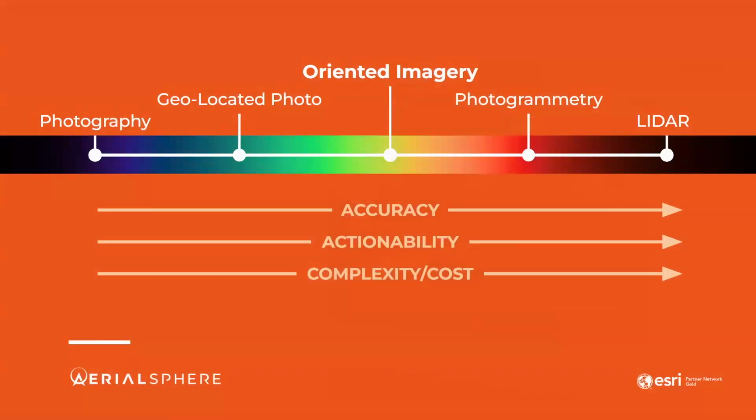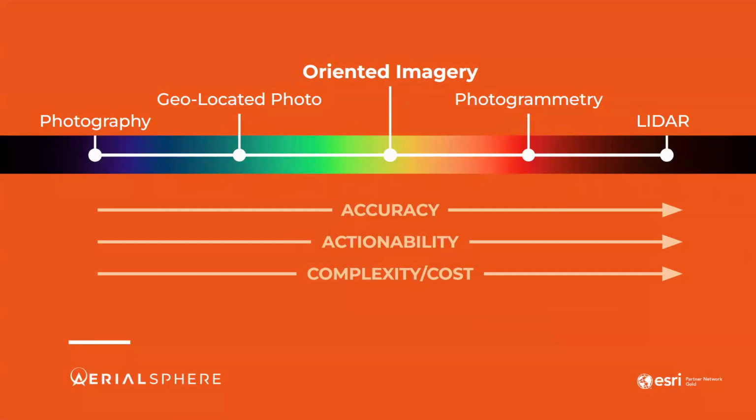Perspective imagery within GIS generally falls between two extremes. On one end of the spectrum, we have basic geolocated photos. These are easy to capture, but they lack depth and precision. On the other end of the spectrum, we have photogrammetry and LiDAR, and this is highly detailed, but it requires advanced planning and costly software. Oriented imagery falls in the middle and bridges this gap. It combines the ease of geolocated images with the precision of 3D models, allowing for actionable insight without the complexity.